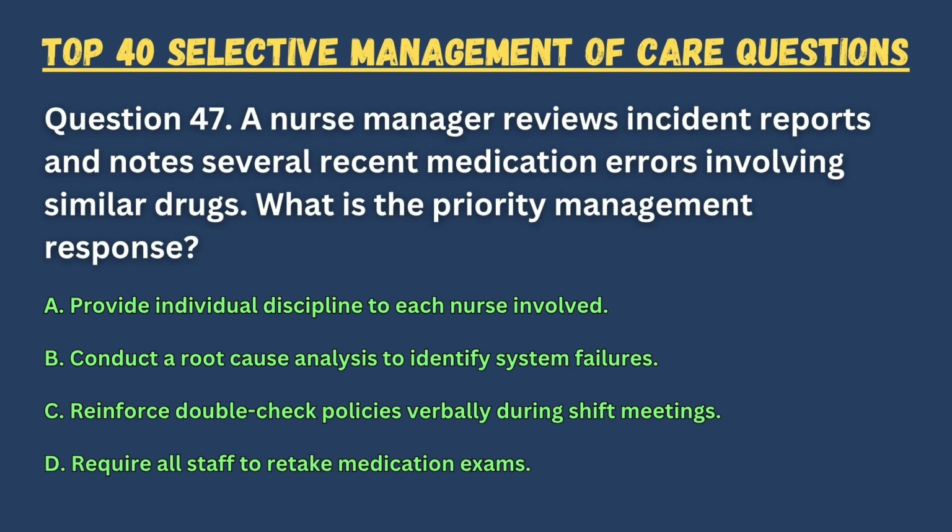Question 47. A nurse manager reviews incident reports and notes several recent medication errors involving similar drugs. What is the priority management response? A. Provide individual discipline to each nurse involved. B. Conduct a root cause analysis to identify system failures. C. Reinforce double-check policies verbally during shift meetings. D. Require all staff to retake medication exams.